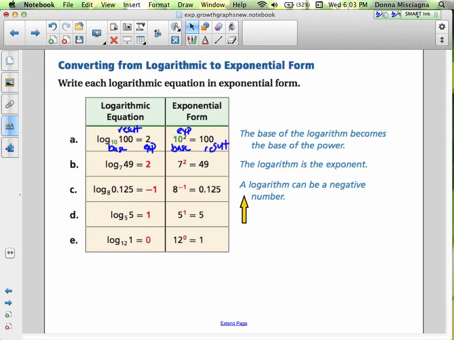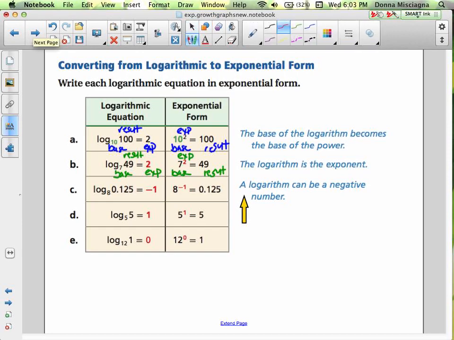Log base 7 of 49. This is the base, this is the result, and this is the exponent. So what do you have to raise 7 to get 49? Well, 7 squared is 49. And so when we're rewriting it, the base becomes the base of the exponential. We're going to raise that base to a power, and we're going to get an answer. Let's try the next one.